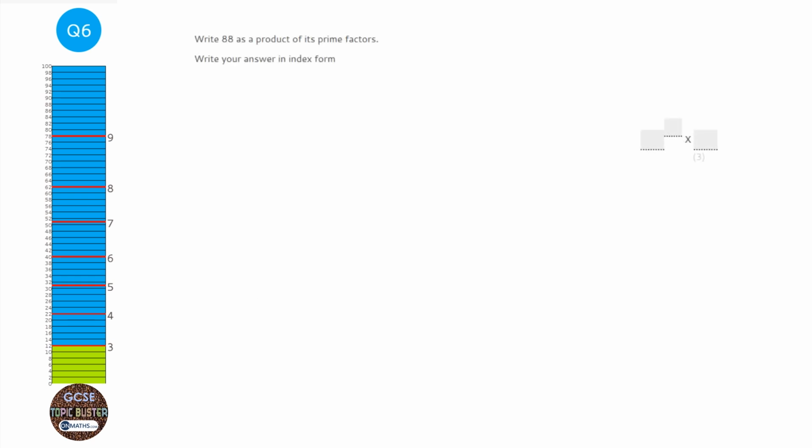Okay, so we're asked to write 88 as a product of its prime factors. So the first thing to do is write 88, and then we have 2 shoots coming from it. Now I need to find out which 2 numbers times together to make 88. Now a little tip, if you've got an even number, always pick 2. So 2 times 44. Now whenever we get to a prime number, we always circle it, because that's finished.